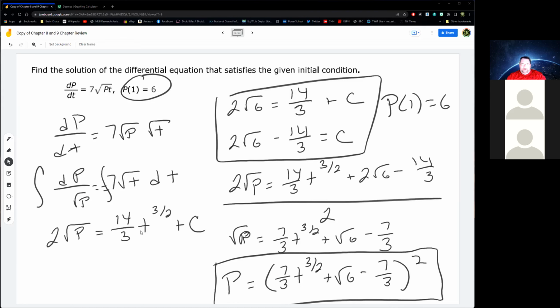So all I'm doing is replacing that t right there with 1, and that p with 6, to find C, because they gave me my initial condition.